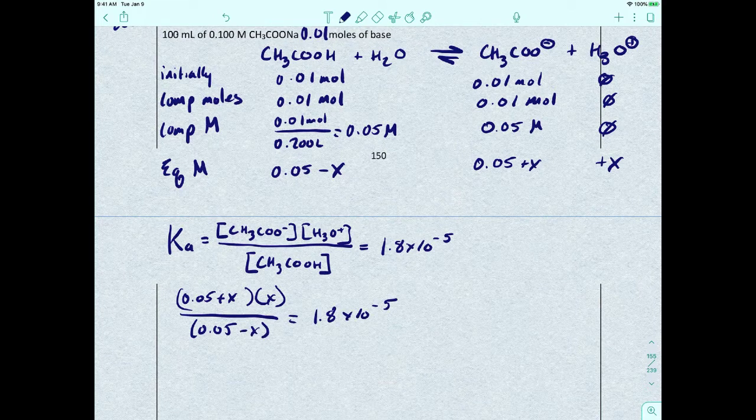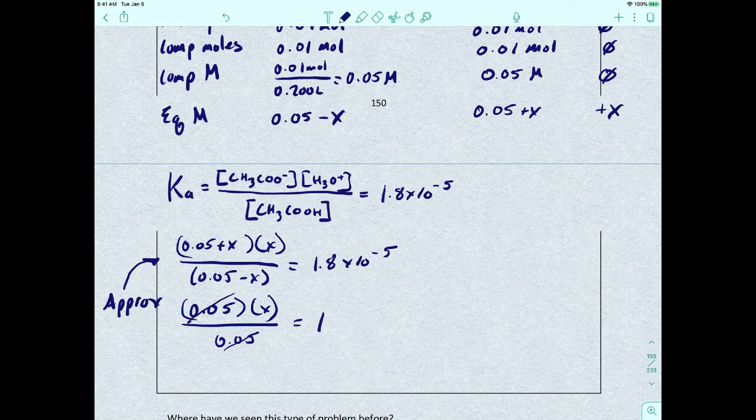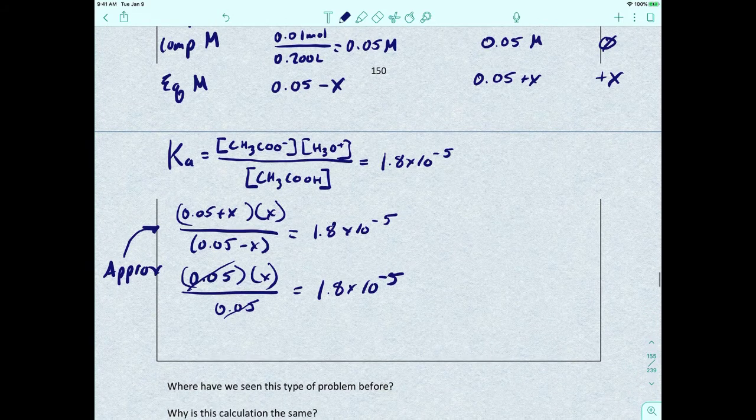Some of you might be seeing what's going on. If we apply the approximation over here, the X is not going to change the concentrations of acetate or acetic acid very much. So those concentrations can remain unchanged. So that's 0.05 times X divided by 0.05. Those numbers will cancel out with each other. So X is going to be equal to 1.8 times 10 to the minus fifth. And so that's going to be equal to the concentration of hydronium ion.